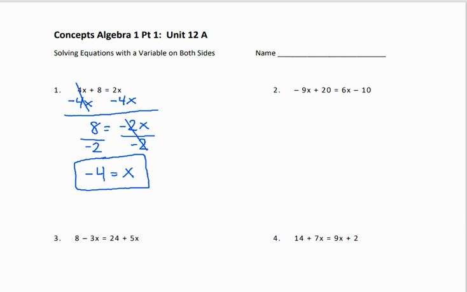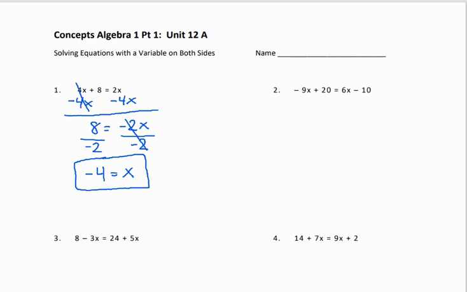Okay, let's look at number 2. So give people a moment to copy that problem down if you don't have it printed out. So we have negative 9x plus 20 equals 6x minus 10. So again, we have variables on both sides. We have negative 9x and then we have 6x. We also have numbers on both sides, 20 and negative 10.